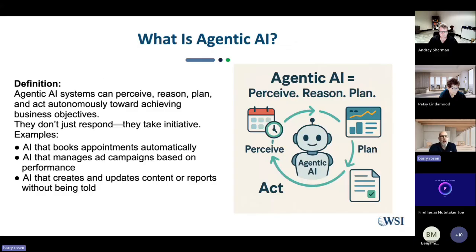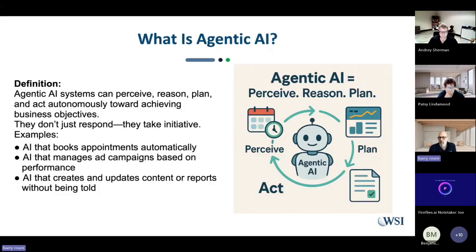Agentic AI are systems that can perceive, reason, plan, and act autonomously towards achieving business objectives. So they don't just respond to and wait for an input, they actually take initiative. So as I said, an AI that books appointments automatically or books an airline.